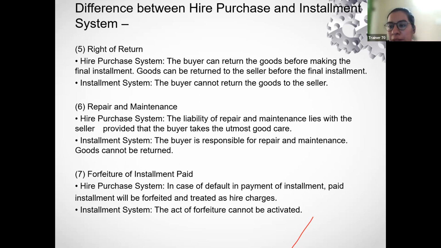Forfeiture of installment paid. Under hire purchase, in case of a default in payment of installment, the paid installments will be forfeited and treated as hire charges. Just like I said, the vendor is not going to return anything which I have paid to him till now. And this is not at all applicable with respect to the installment system.